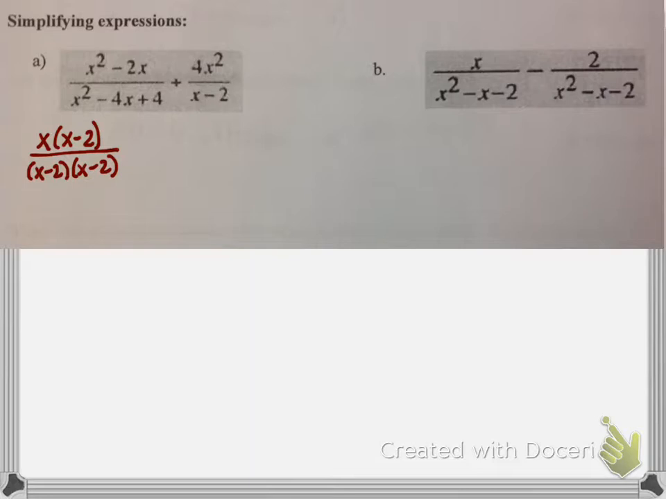Okay, and so I factored the top, I factored an x out of the top, and I got x times x minus 2. And then on the bottom, if you want to factor using your box and your diamond or the quadratic formula or whatever way you like to do it, you'll end up with x minus 2 times x minus 2. Then we have to deal with that division in that second fraction. Remember that dividing by a fraction is the same thing as multiplying by the reciprocal.